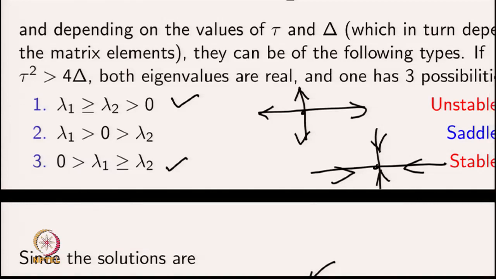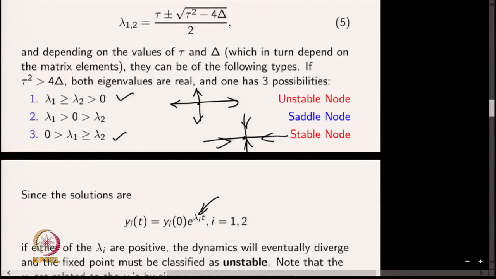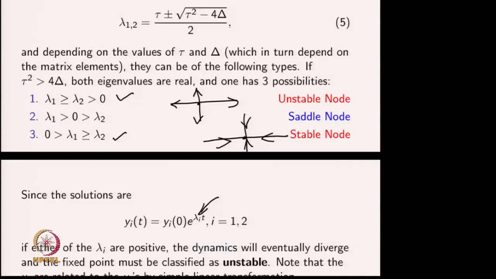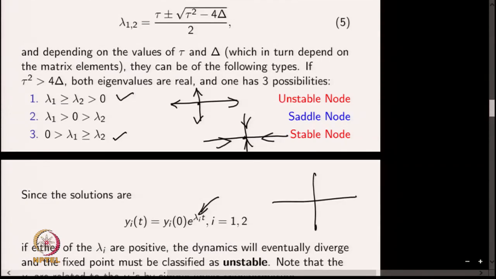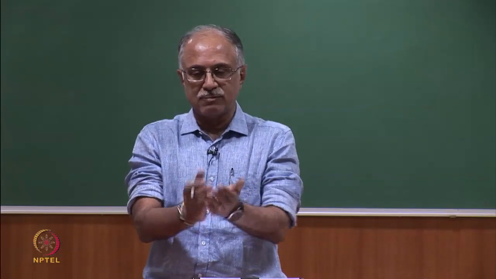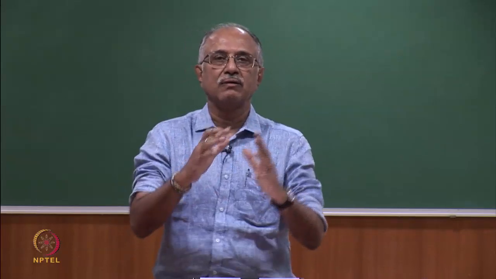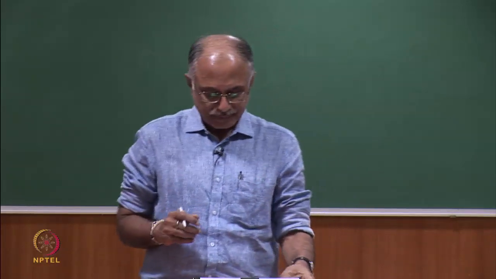The interesting case over here is the case where you have one positive and one negative eigenvalue, and that gives us the following: in the y1 direction the motion is moving outwards because lambda 1 is positive, and in the y2 direction lambda 2 is negative, so things are moving inwards. This is the reason why it is called a saddle, because you have one direction which is moving outwards and one direction which is moving inwards, sort of like the saddle on which one sits on a horse.